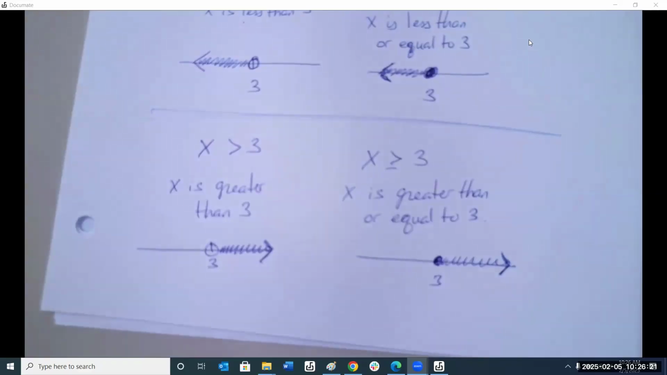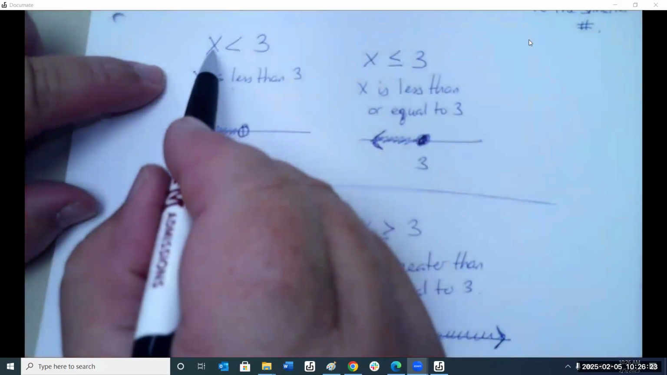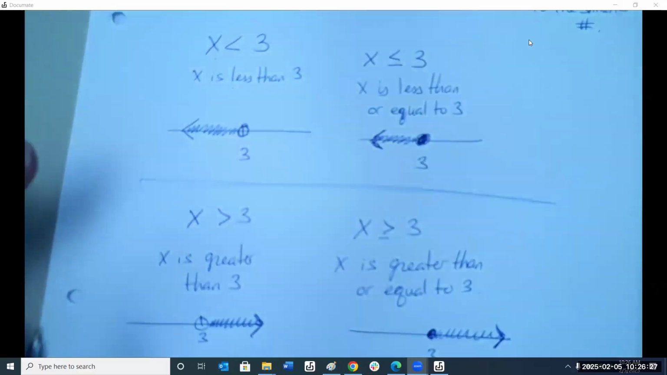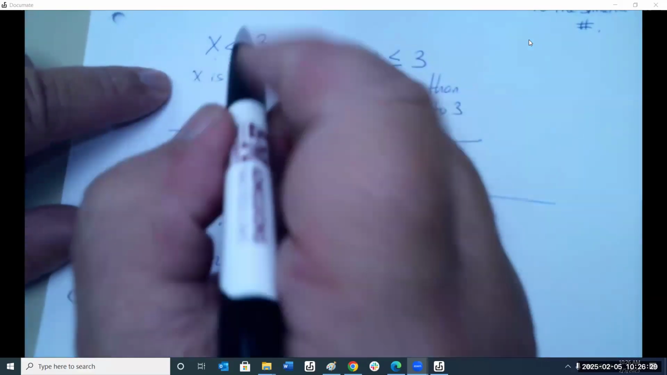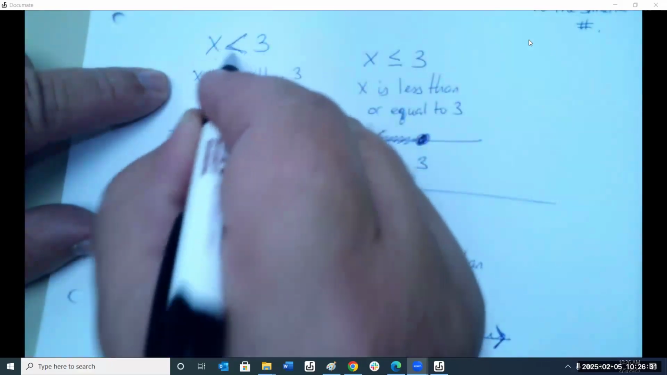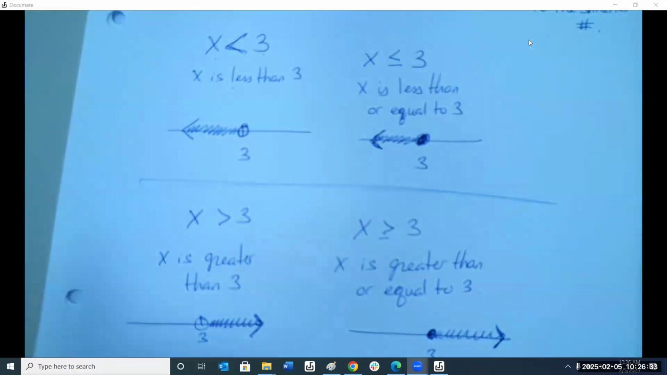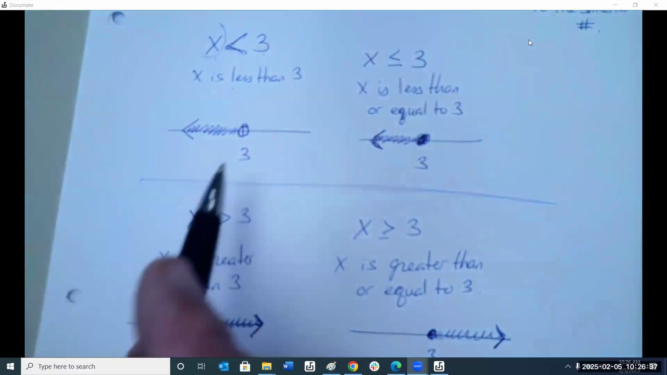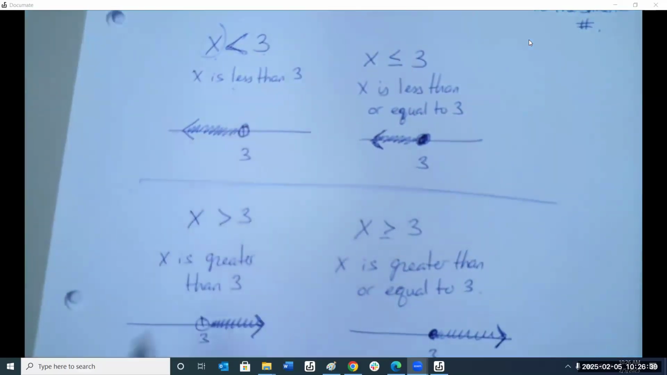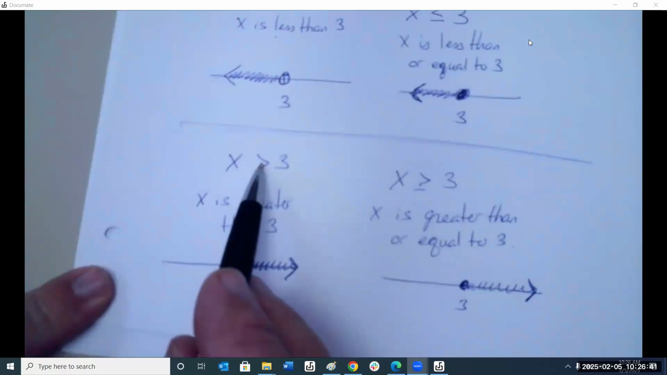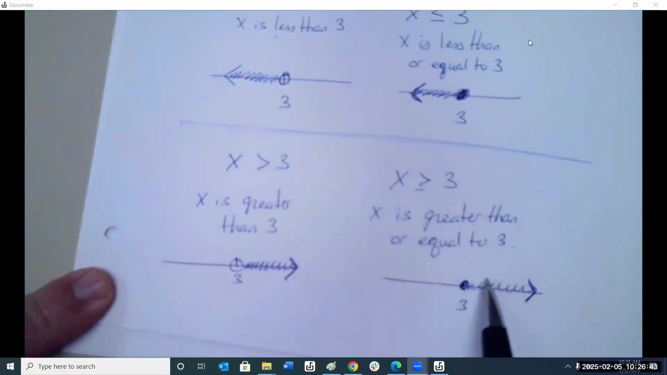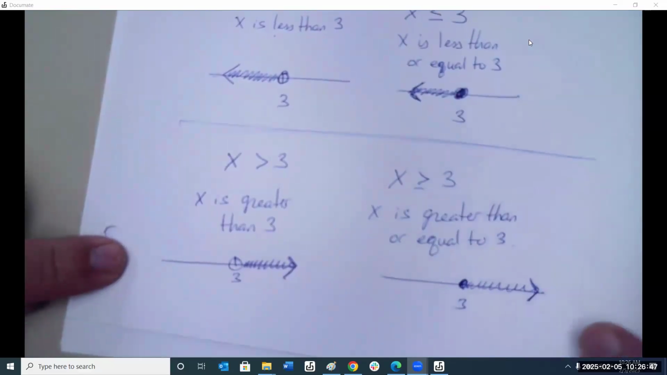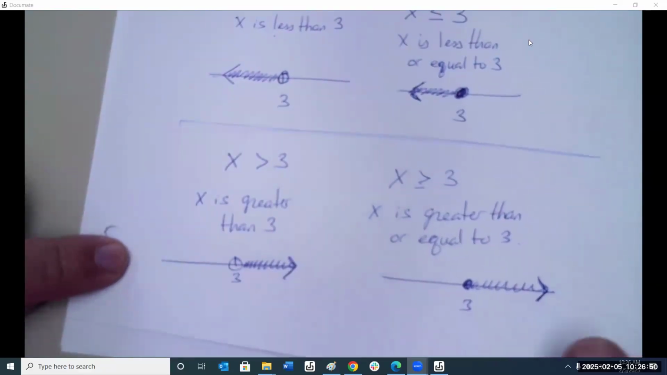If your x's are on the left-hand side, once you plot the number, this arrow tells you what direction you're going to shade. If your x is on the left-hand side, it says shade to the left. Shade to the left. Shade to the right. Do you always have to have x on the left? No.